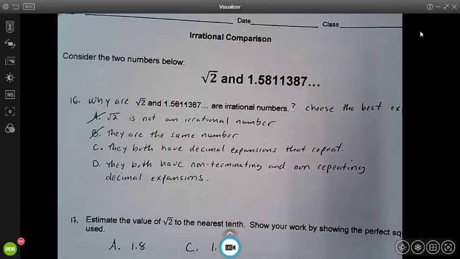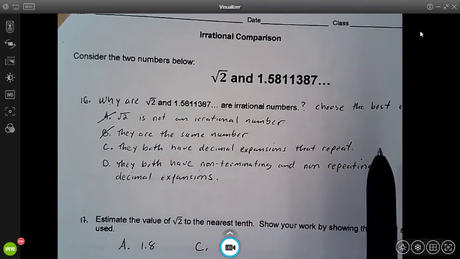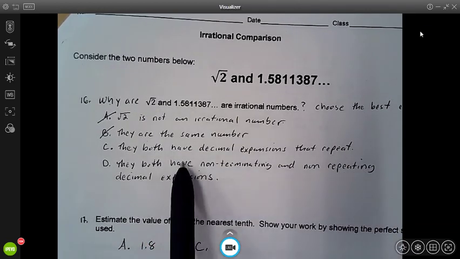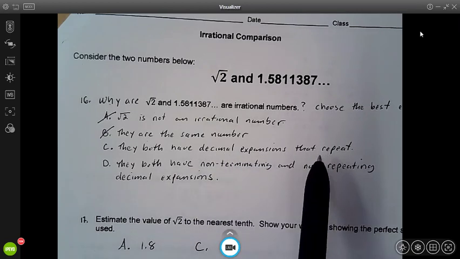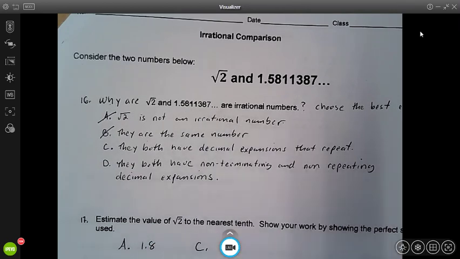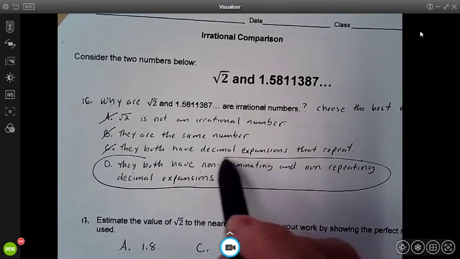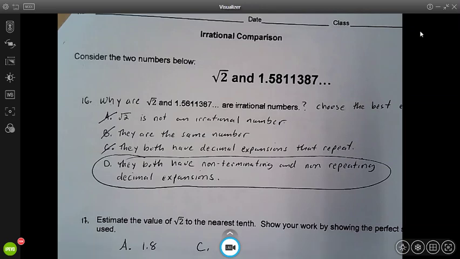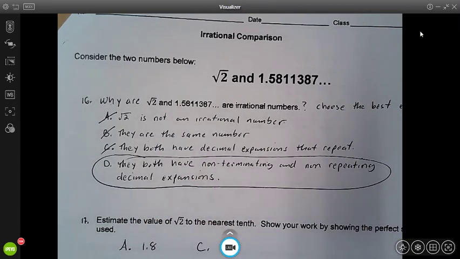And you'd have to be able to prove that. The square root of 2 is not the same as 1.58113887. They both have decimal expansions that repeat. They don't. This one does not repeat. Okay, the dots mean non-terminating, non-repeating. But the one you want to choose is D. They both have non-terminating, non-repeating decimal expansions. Okay, square root of 2 is non-terminating, non-repeating, and this one's dot dot dot. Right? Square root of 2 is because it's an imperfect square.